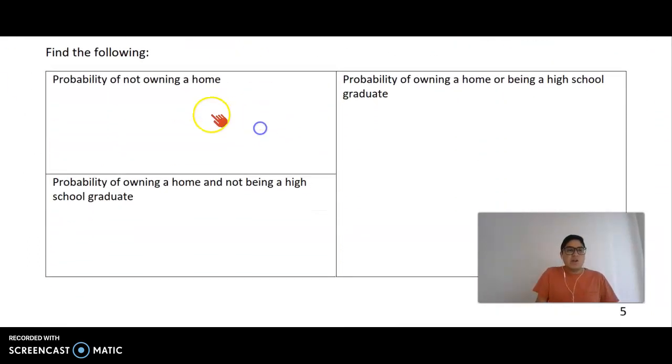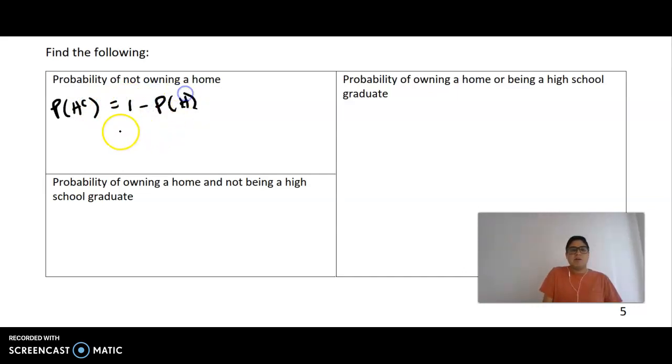So let's find the following. Let's use our proper notation. The probability of not owning a home is going to be the complement rule. So that's going to be 1 minus the probability you do own the home. Now remember back to lesson 4.1, all probabilities need to be between 0 and 1. If I do 1 minus 340, it's not negative 339. Recall, it was 340 out of 500. So that'll give me 160 out of 500 or 0.32 or 32%.